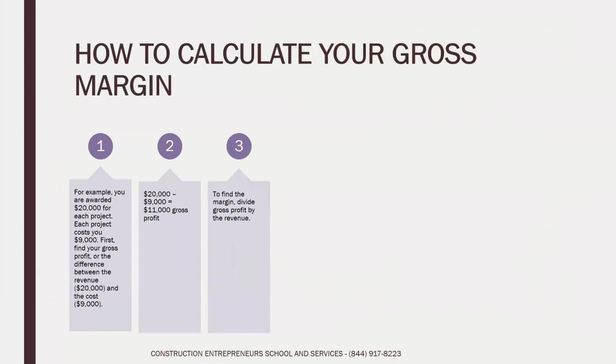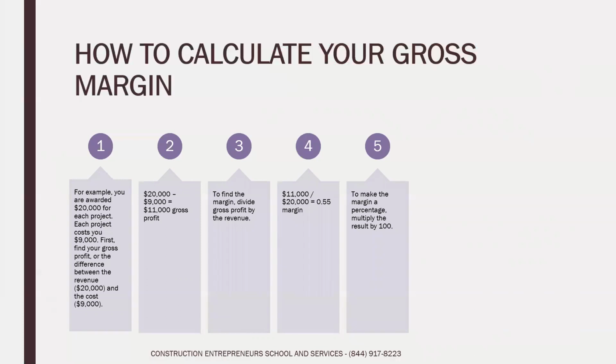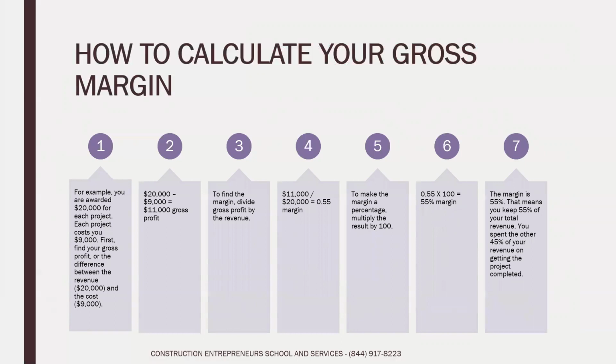Now we want to find the margin. So we divide the gross profit, which is 11,000, by the revenue. The revenue is 20,000. That's what we were awarded, that's the sales. So 11,000 divided by 20,000 is 0.55, which gives you 55%. So your margin is 55% for that job. That margin means you keep 55% of your total revenue. The other percentage is spent on other things.